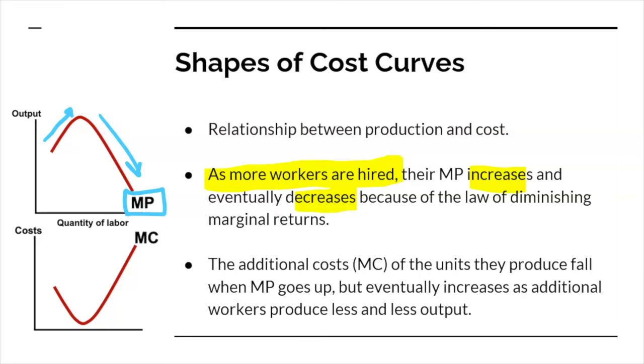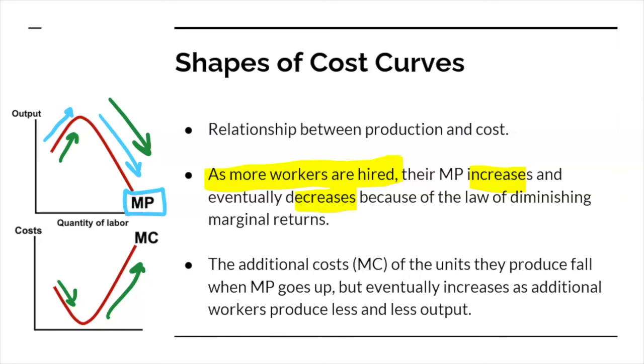If workers are becoming more efficient in this round, well, the marginal cost of each worker is going to start to decrease. However, as workers start to become less and less efficient, in other words, as our marginal product starts to decrease, their efficiency goes down, and so the marginal cost of each worker starts to go back up. And that's that third point on the screen here.